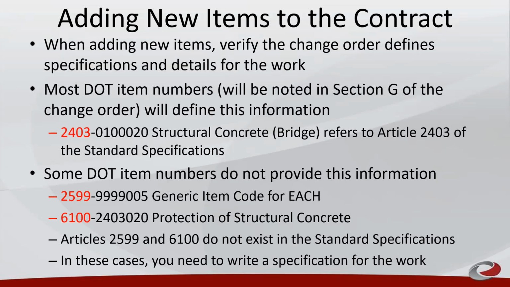When adding a new item to the contract, verify the item number references the specification that applies. Most DOT item numbers will define this information. This information is placed in Section G. Some items do not provide the spec. 2599s and 6100 items are two examples. In these cases, you need to write a specification including the method of measurement and basis of payment.